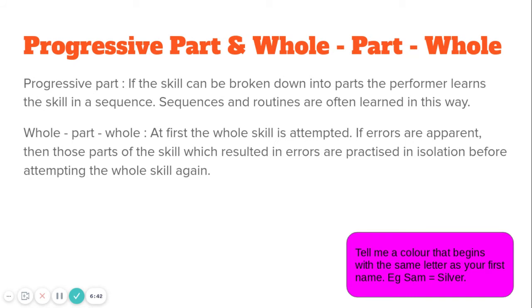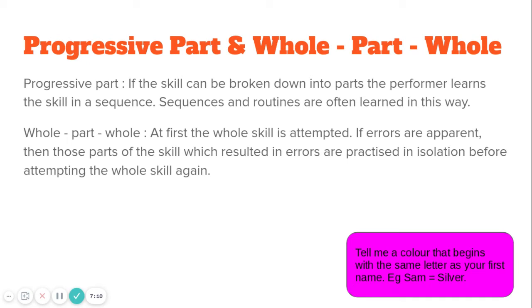Progressive part and whole part whole. So progressive part involves an initial experience of the skill that then permits a mental picture to be created for the performer of what the skill involves. So effectively, if a skill can be broken down into, let's say, 5 parts, the performer would go about learning it in this way. So we have our 5 parts.